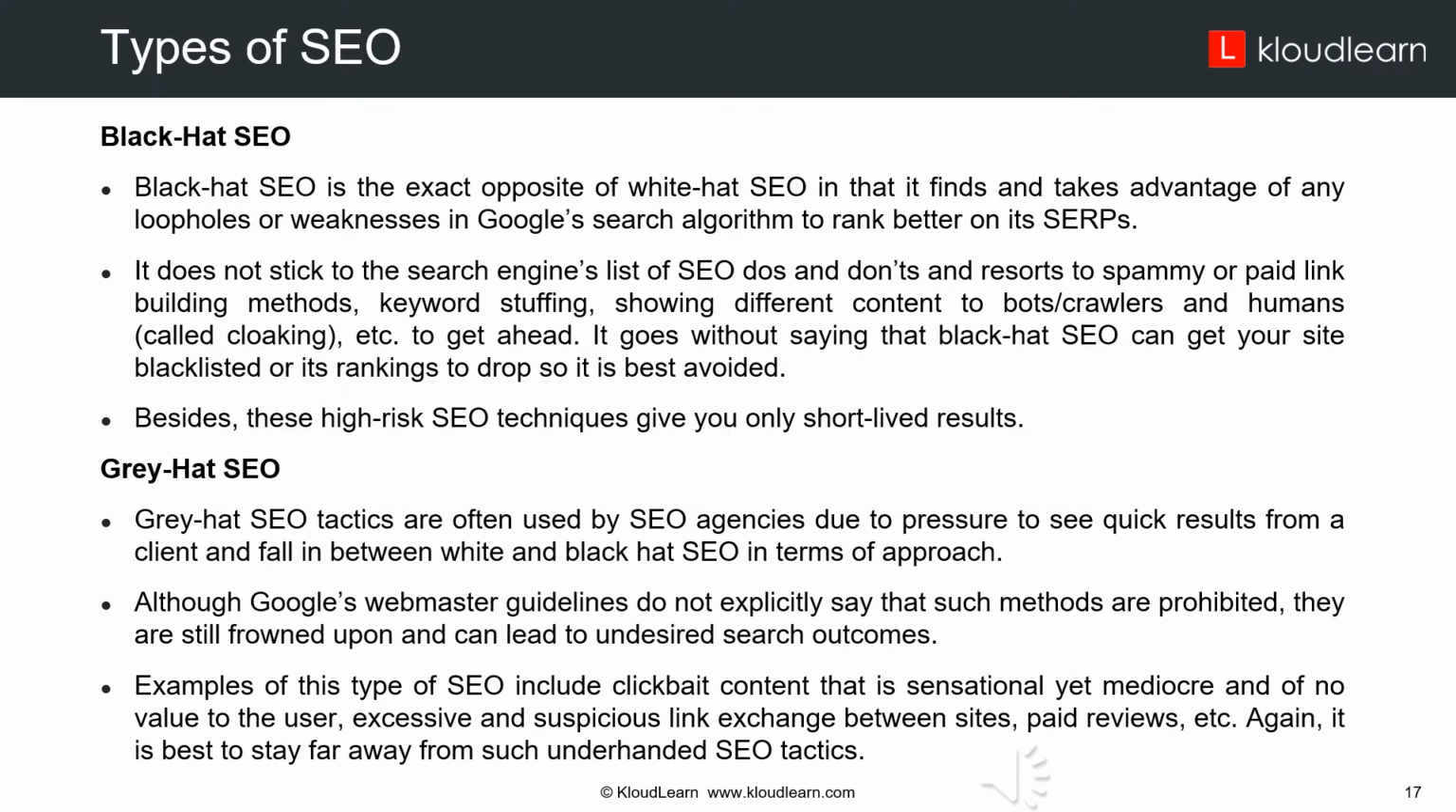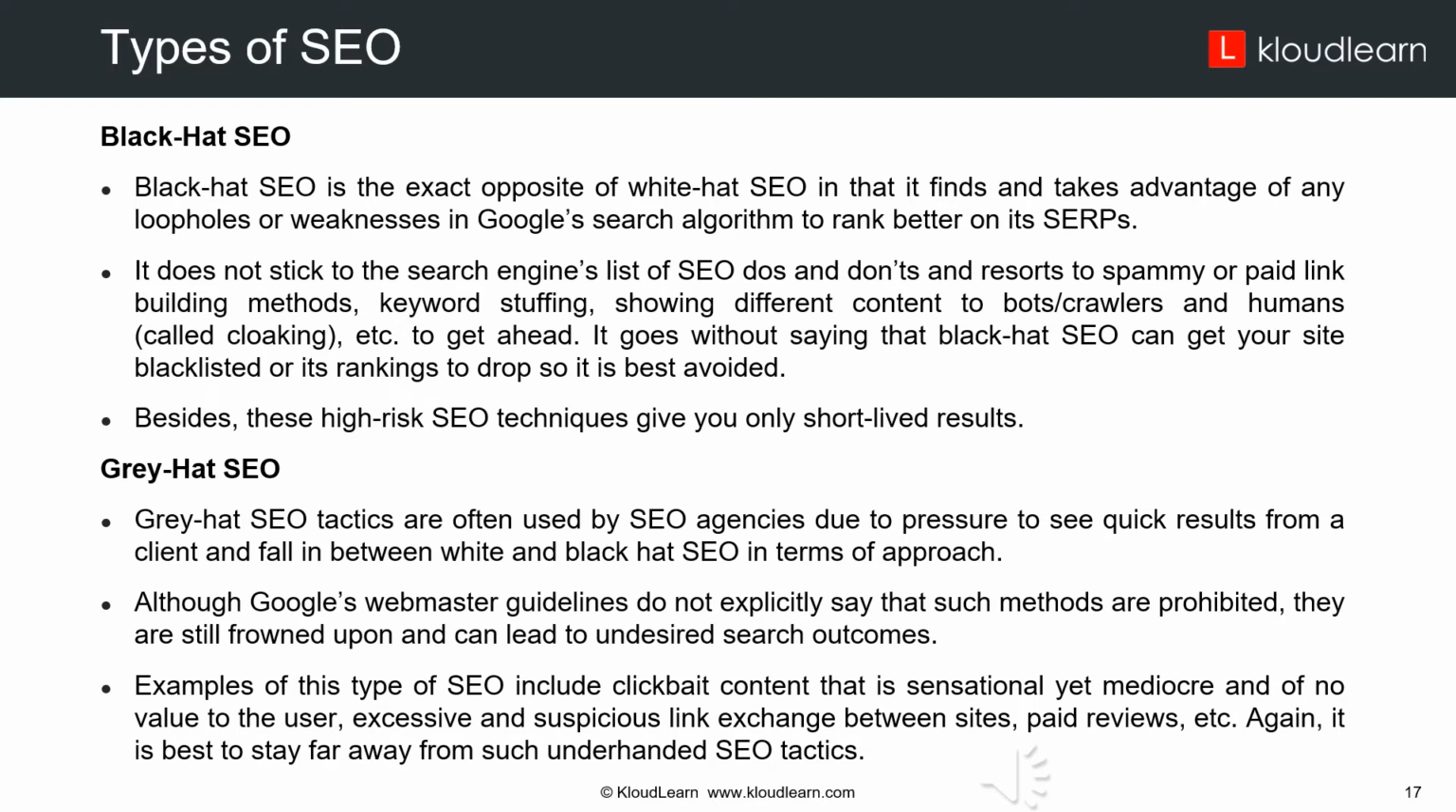Black hat SEO. Black hat SEO is the exact opposite of white hat SEO in that it finds and takes advantage of any loopholes or weaknesses in Google's search algorithm to rank better on its SERPs. It does not stick to the search engine's list of SEO do's and don'ts and resorts to spammy or paid link building methods, keyword stuffing, showing different content to bots and crawlers, and humans, etc. to get ahead. It goes without saying that black hat SEO can get your site blacklisted or its ranking to drop, so it is best avoided. Besides, these high-risk SEO techniques give you only short-lived results.